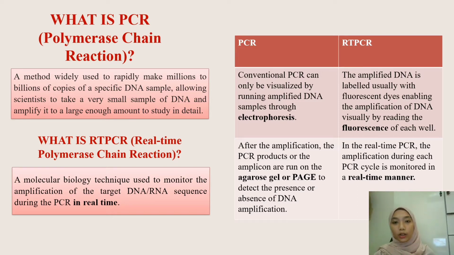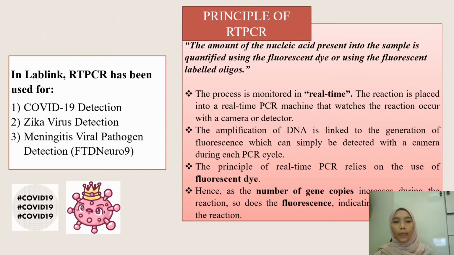So what is the difference between PCR and real-time PCR? Conventional PCR can only be visualized by running amplified DNA samples through electrophoresis to detect the presence or absence of DNA amplification. Meanwhile, in RT-PCR, the amplified DNA is labeled, usually with fluorescent dyes, enabling the amplification of DNA to be seen by reading the fluorescence of the amplified DNA in a real-time manner. In Lablink, RT-PCR has been used for COVID-19 detection, Zika virus detection, meningitis viral pathogen detection, and many more.